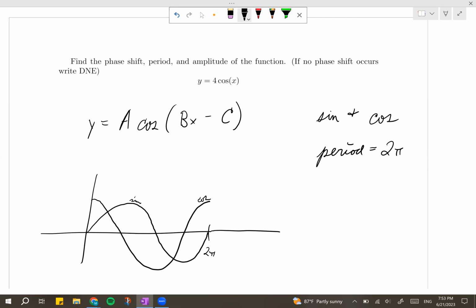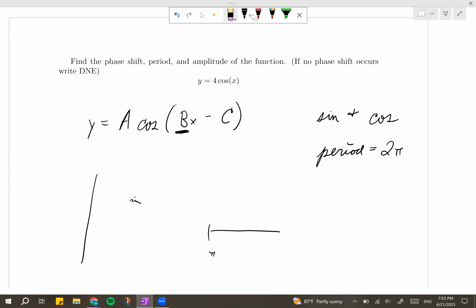So what affects our period is the number in front of x. This b affects our period. All right. This a affects our amplitude, and this c affects our phase shift. All right. So for this problem, there's no constant in front, there's a 1 in front of our x. So our b is equal to 1, our c is equal to 0.